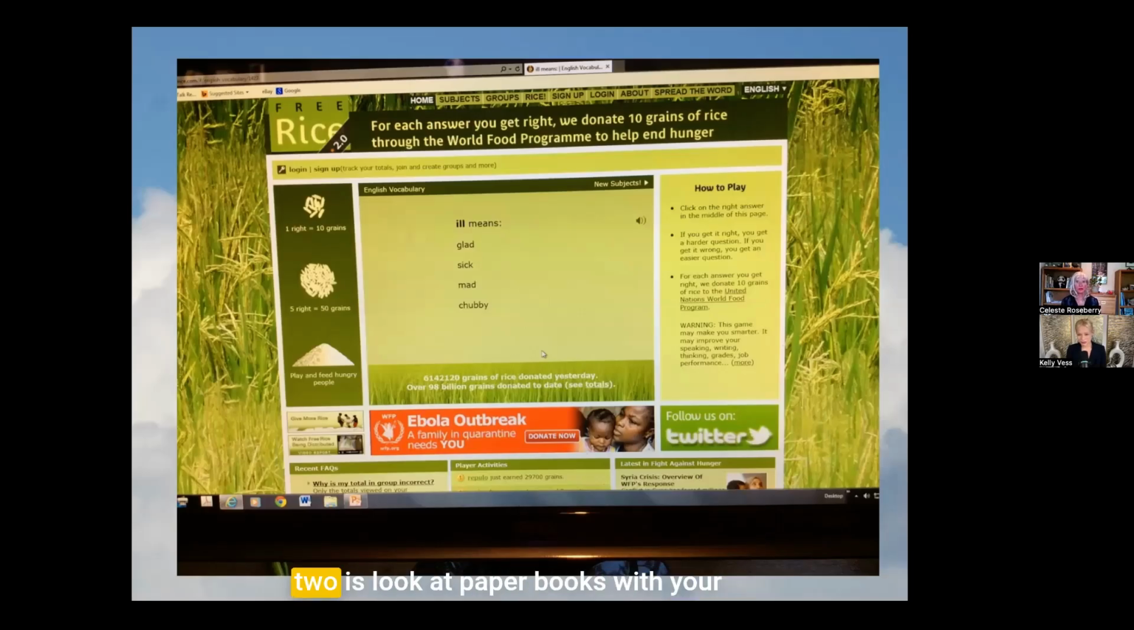And my number two is look at paper books with your kids and talk about the pictures. Again, that is just as good as reading. So extensions and paper books, whether they read or talk about the pictures, it's always so helpful.